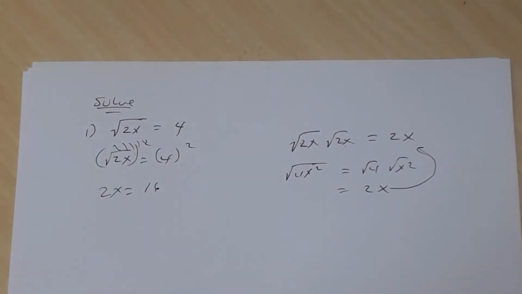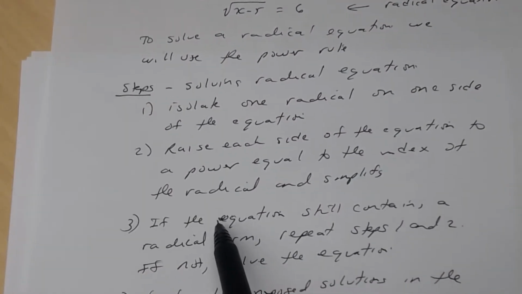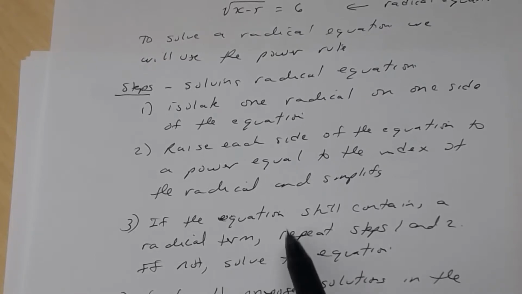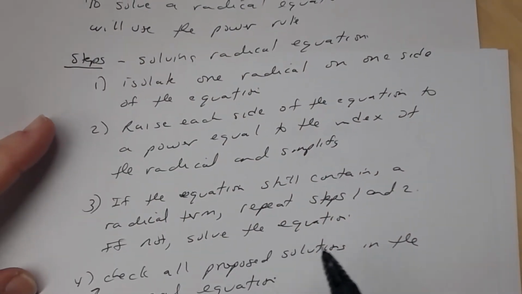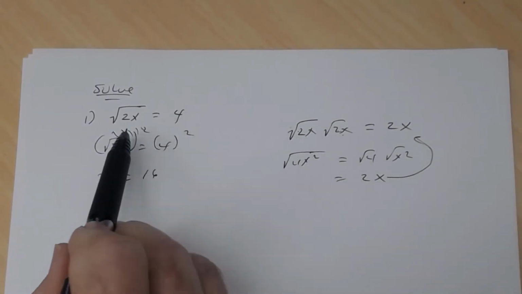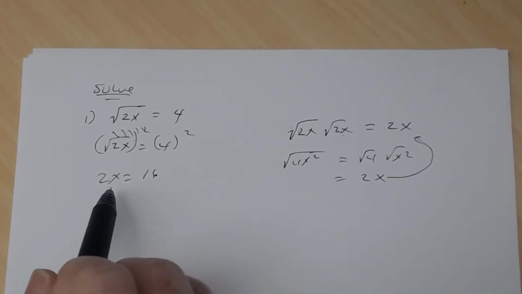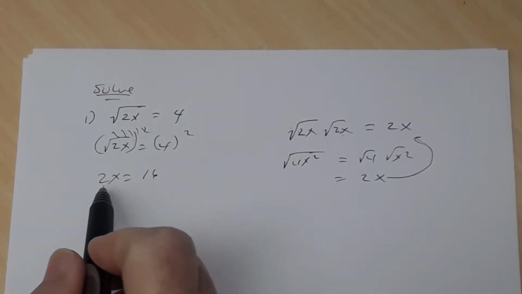And so step 3 says if the equation still contains a radical, you repeat steps 1 and 2. Well, it doesn't. I don't see a radical anymore. If not, then solve the equation. Okay, so let's solve the equation. So again, remember I went from a radical equation to a linear equation. You've been dealing with linear equations for a while now. We're just going to get the variable by itself.